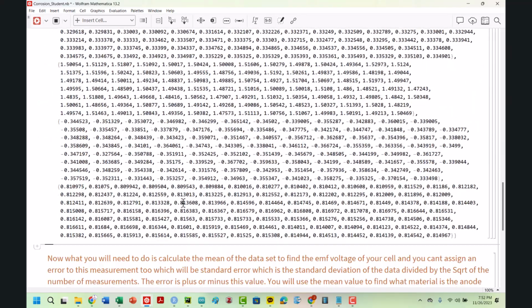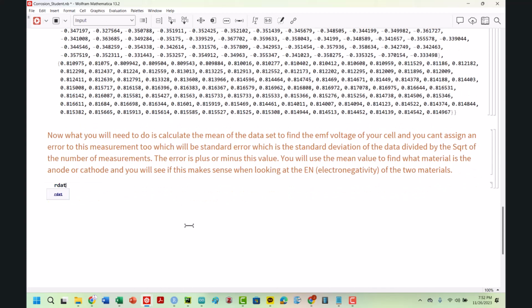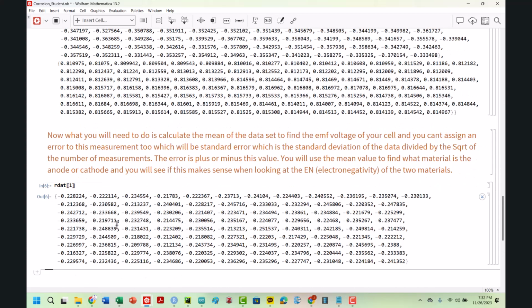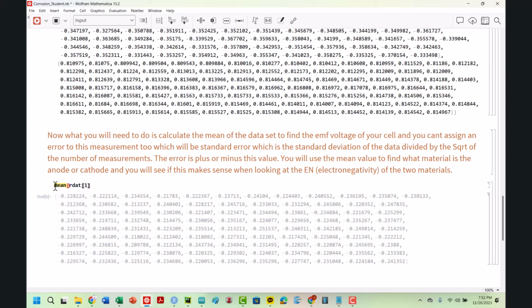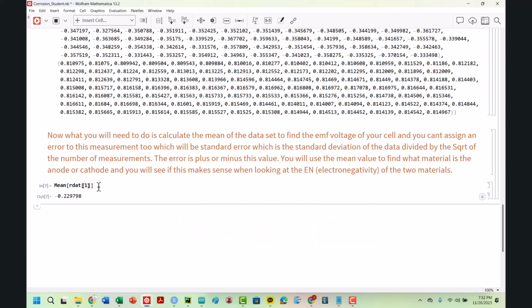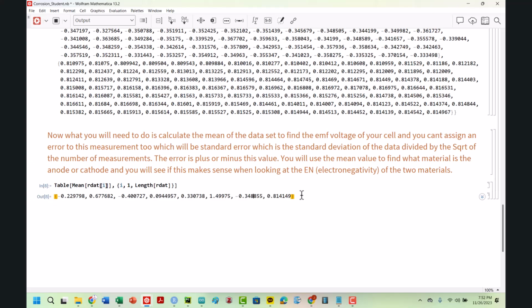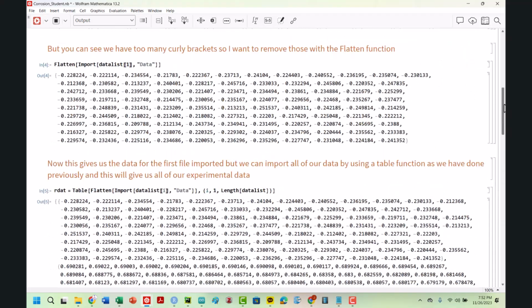So if we want to look at our mean values, we can look at our data, pull out the first one, and take the mean. And we can do that, and then we can also do this for the table. We can go here, i from 1 to the length of our data. And you see our averages for all the different values, and I think that's platinum, the second at the very end.